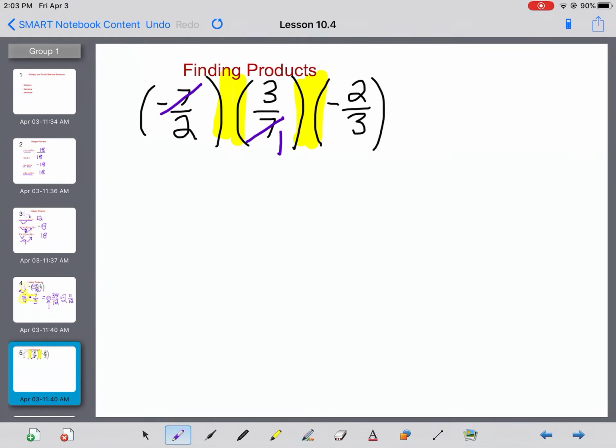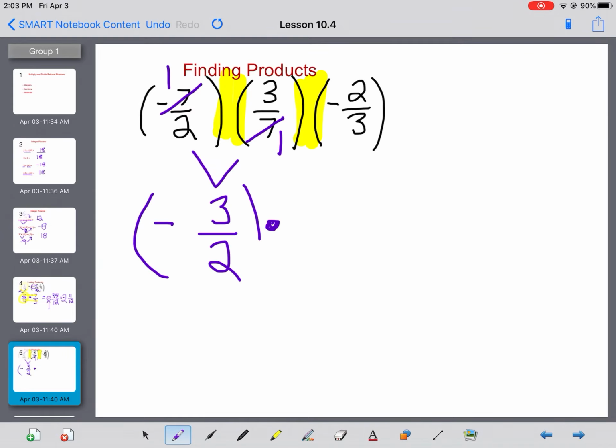7 and 7 can both be divided by 7, and I get 1 and 1. So I'm going to multiply the top and the bottom. So I'm going to get 1 times 3 is 3, and 2 times 1 is 2. I had a negative times a positive, so this is going to end up as a negative.